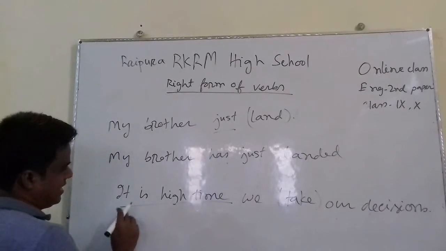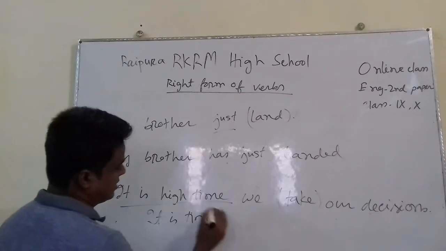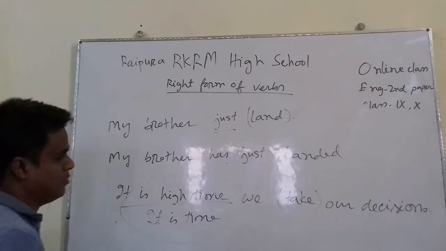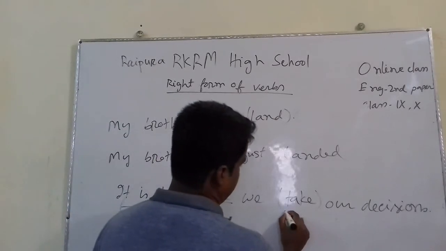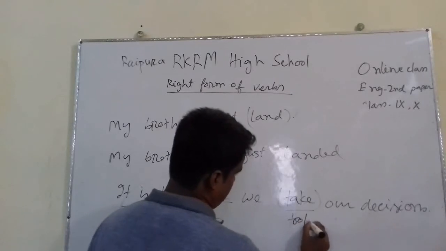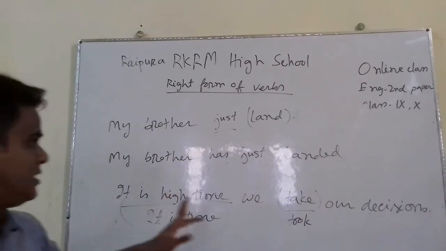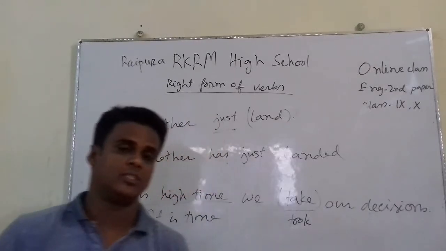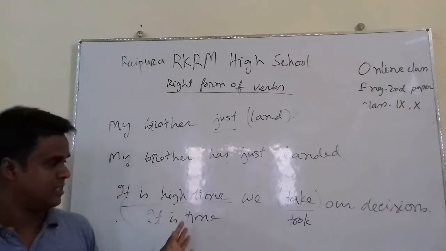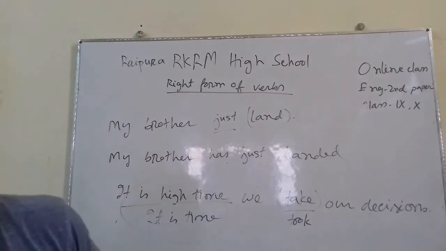The rule is, if there is "it is high time", "it is time", this type of phrase in the sentence, then we will change the verb to the past form. So the correct sentence will be: it is high time we took our decisions. So if there is "high time" in the sentence, then the main verb would be the past form. So this is a rule.